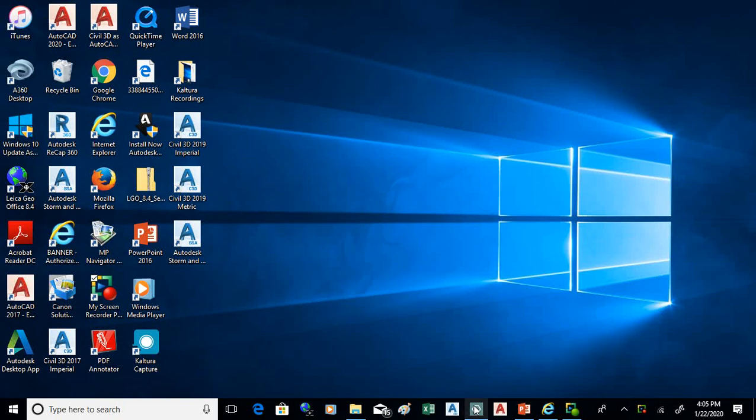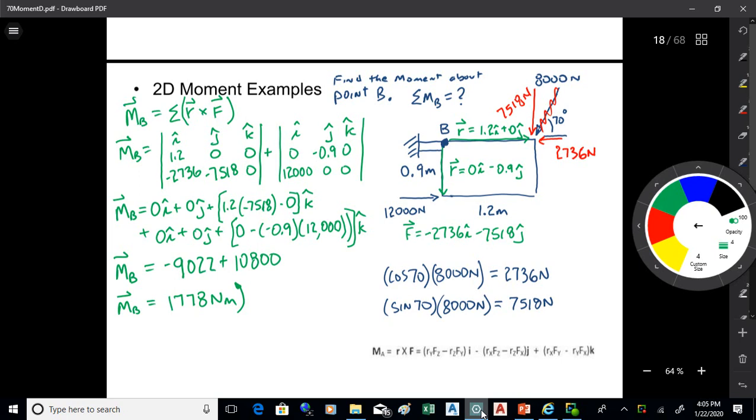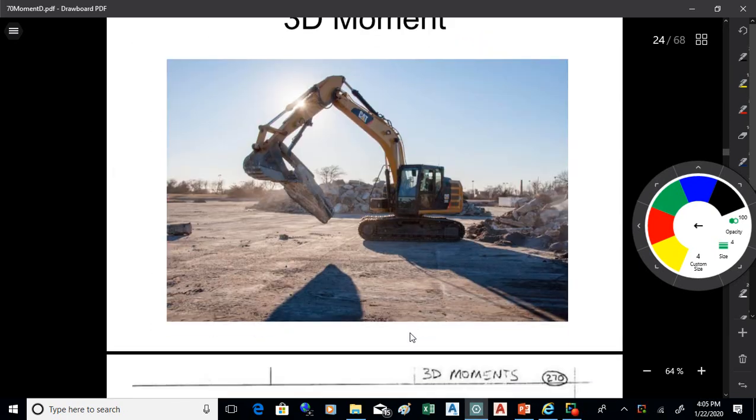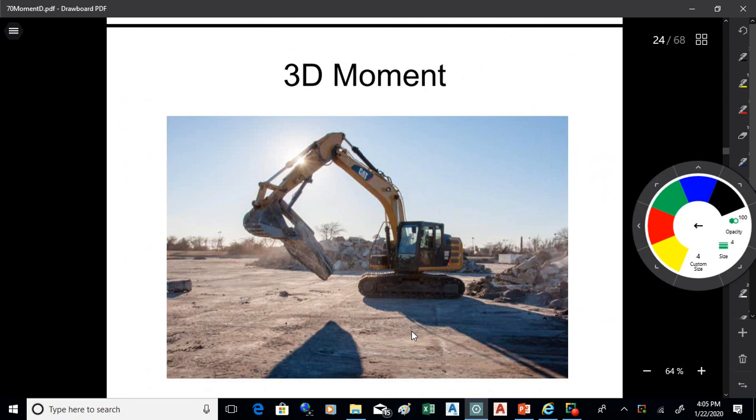So that's 2D moments. So are we good with that? But of course, we've got a three-dimensional world, so sometimes we have 3D moments that we have to consider.